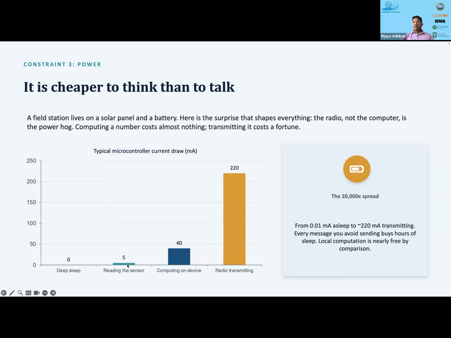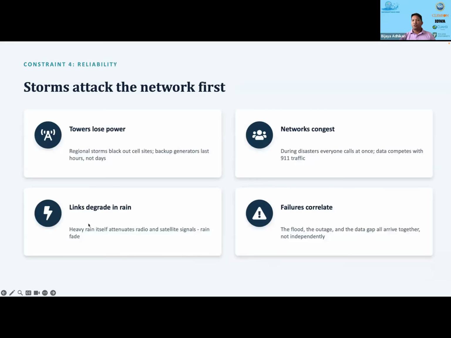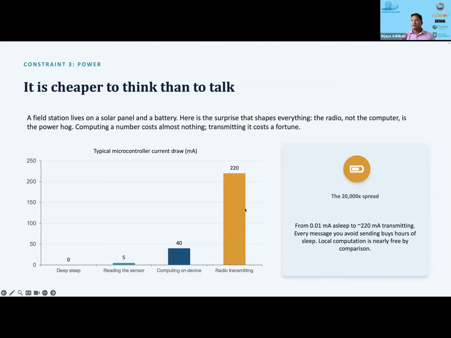The cost is pretty low. If we do some computation on the edge device, that's also pretty low. So we move from 5 to 40. But when we transmit the data, the milliampere rises to 220. So you can see this radio transmission that the device has to do, which is the sole purpose it's there, is already the power bottleneck. Computation, by comparison, is a lot cheaper in terms of power. So the energy budget is dominated entirely by how often we transmit.